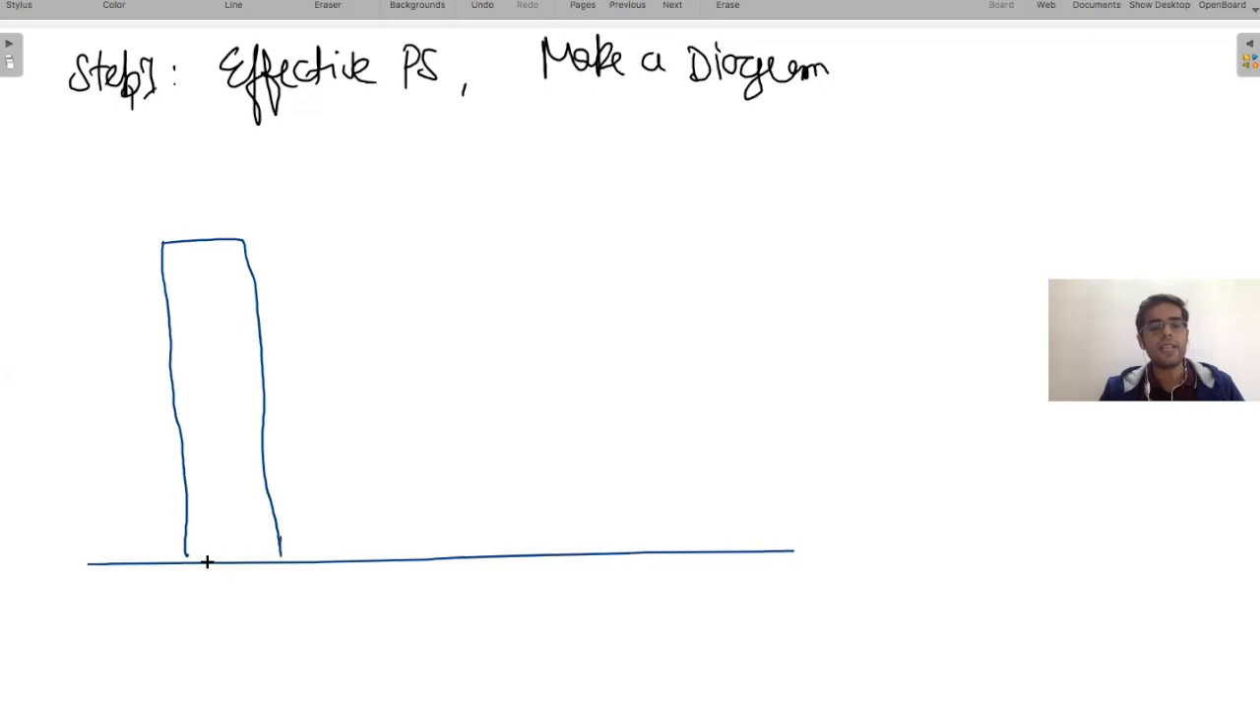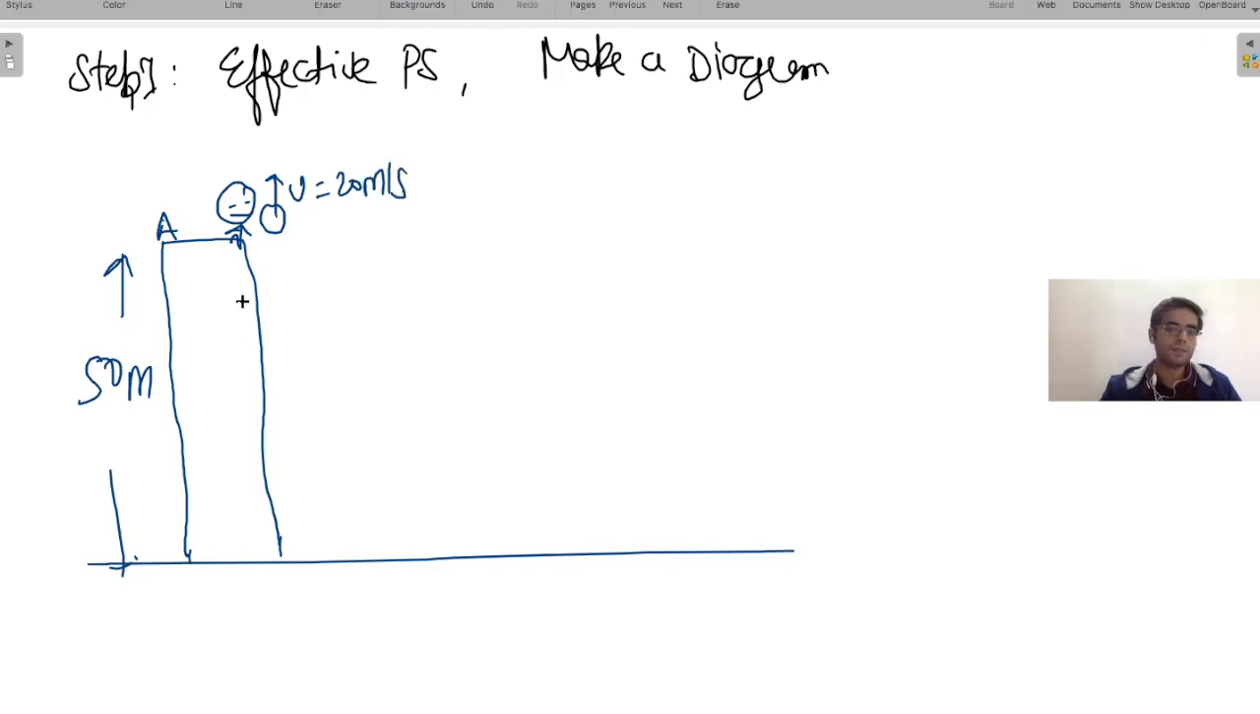So what it is saying, a building of height 50 meters. So label the data also. This is point A where the person is standing on the top of the building and throwing a ball up with an initial velocity or initial speed of 20 meters per second.